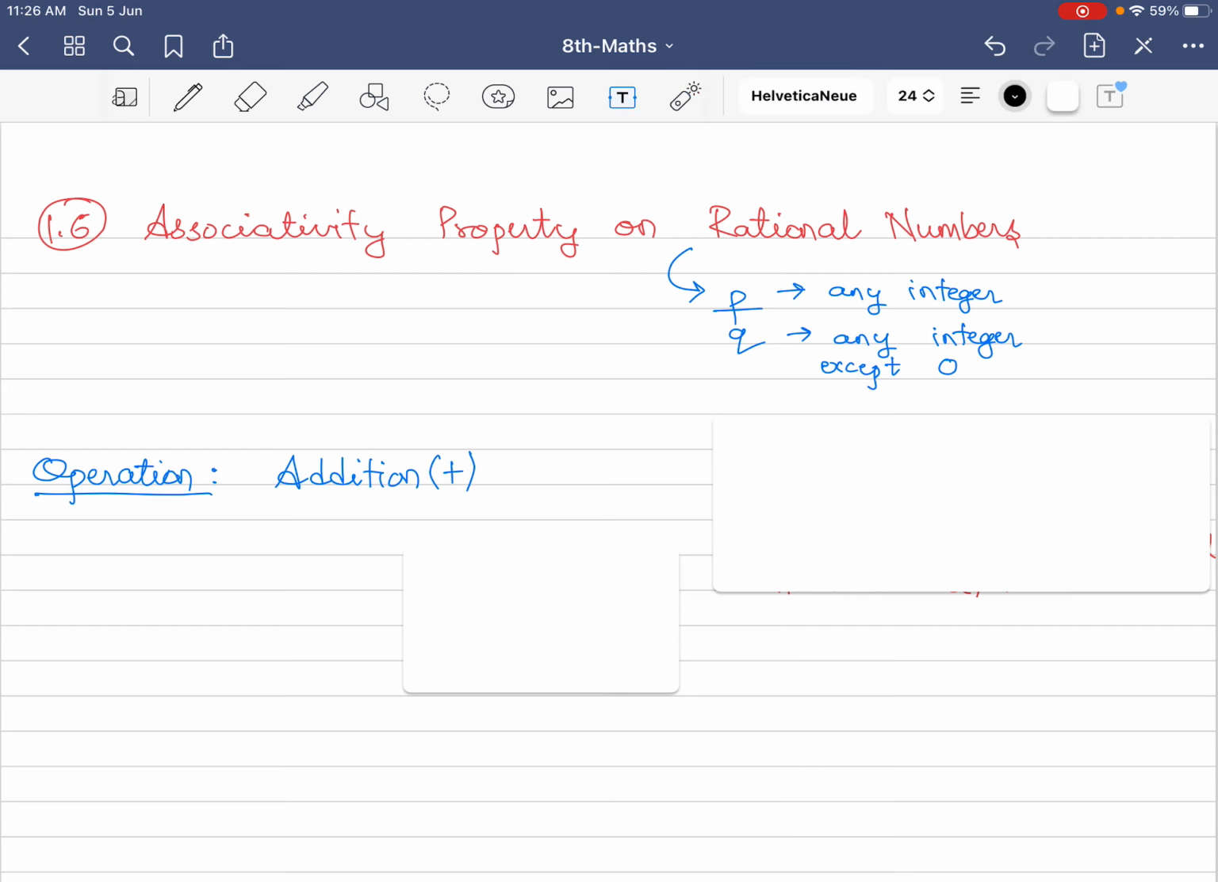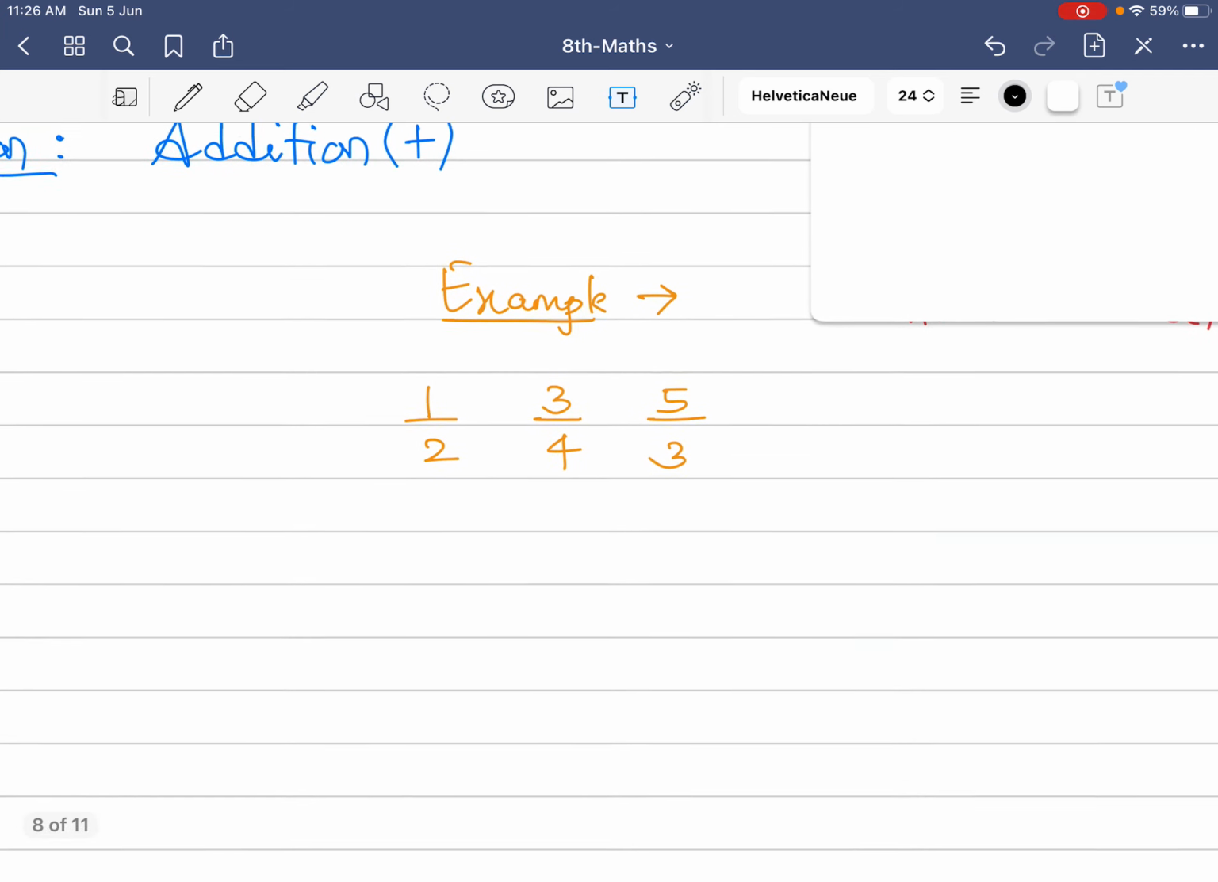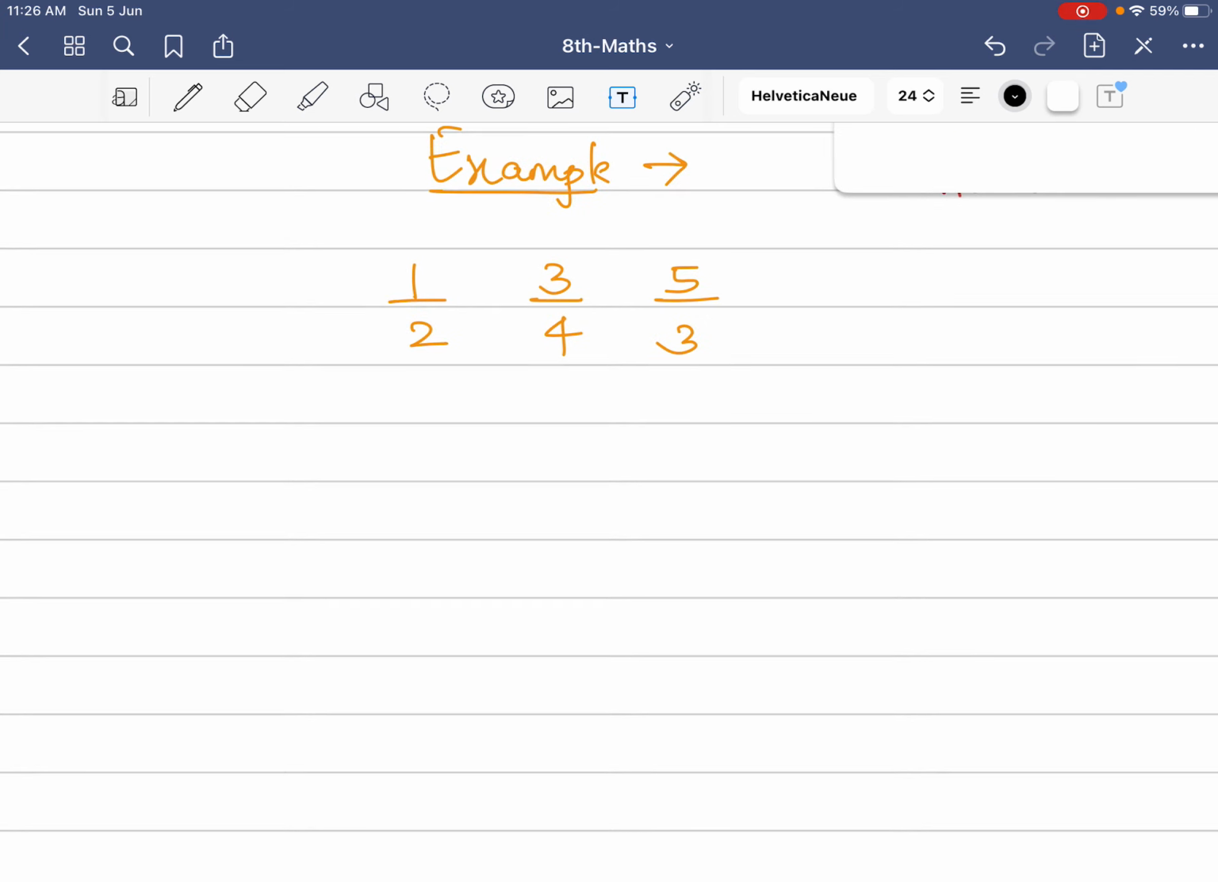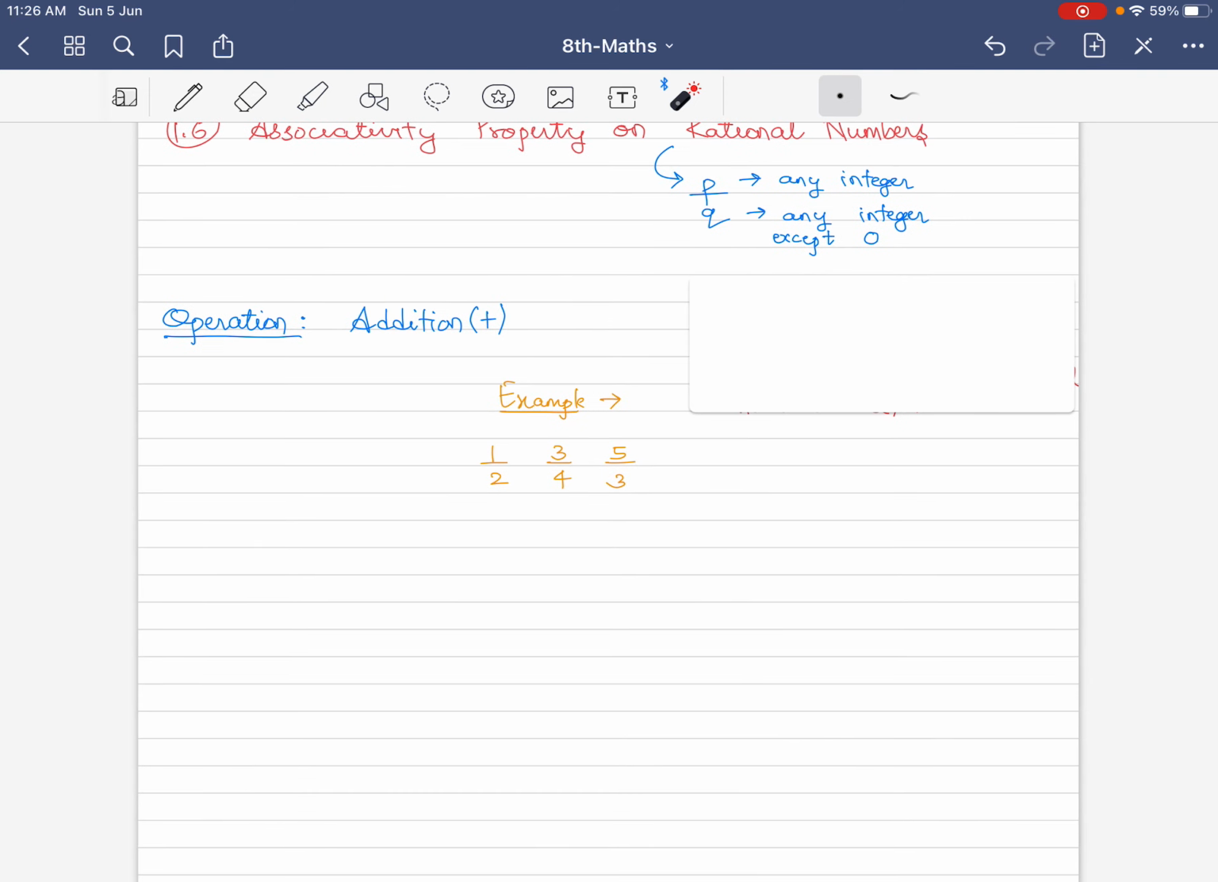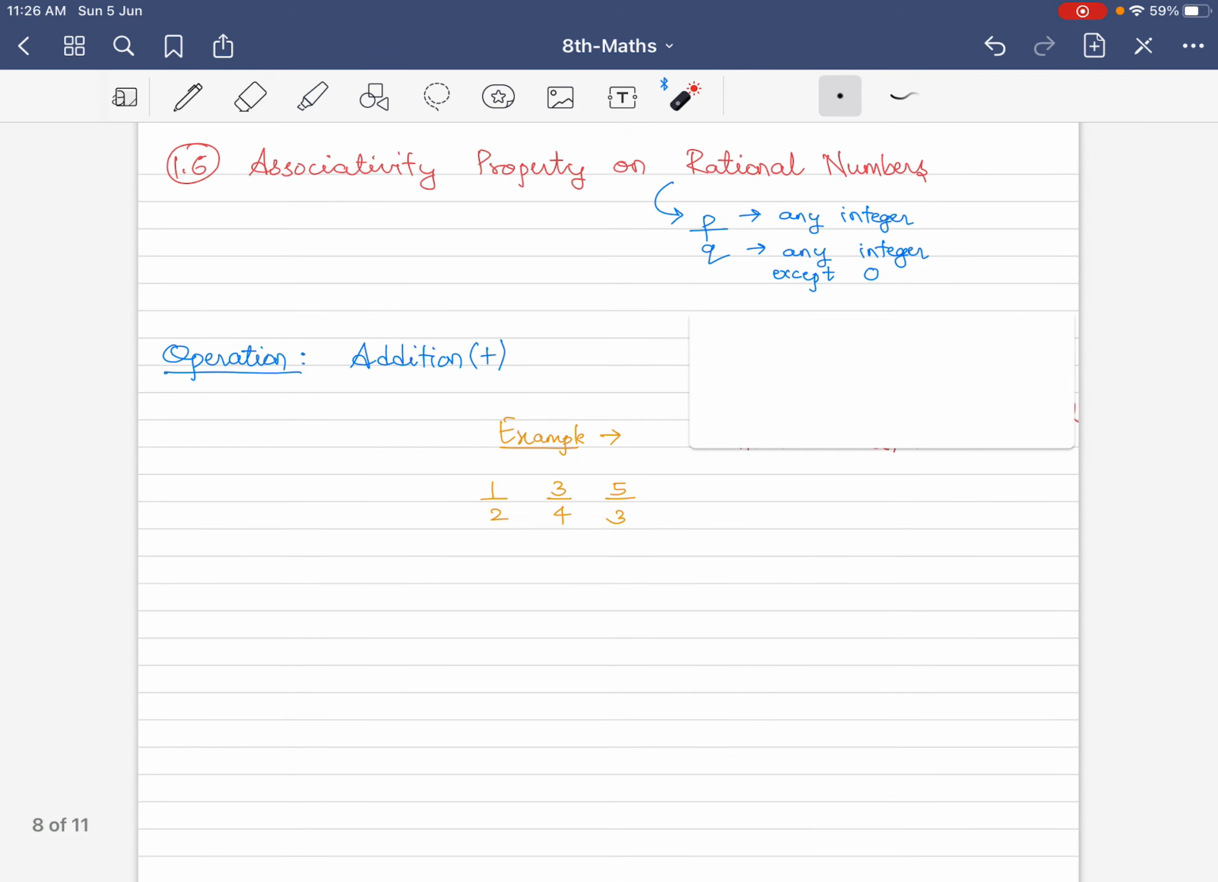So here I have noted down three random rational numbers to take for our example. Let's zoom in. Okay, so this is our example. Let me zoom out to make my statements. So 1 by 2 is a rational number. Yes, it is of the form p by q. 3 by 4 is a rational number. Yes, it is of the form p by q. And 5 by 3 is a rational number. Yes, it is also of the form p by q.